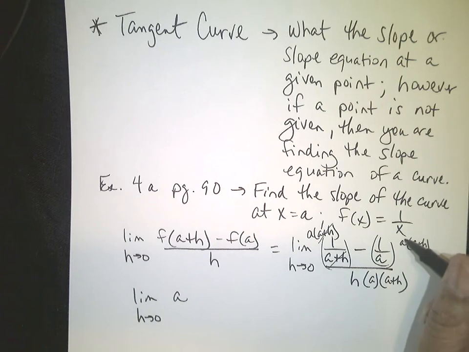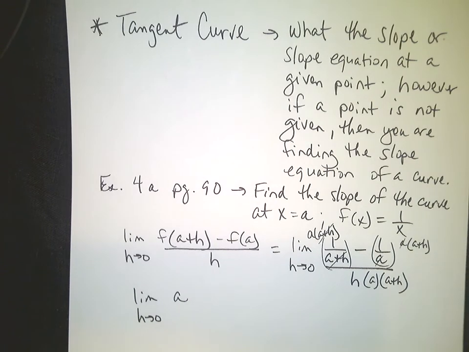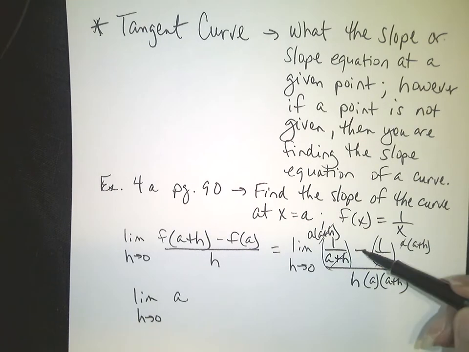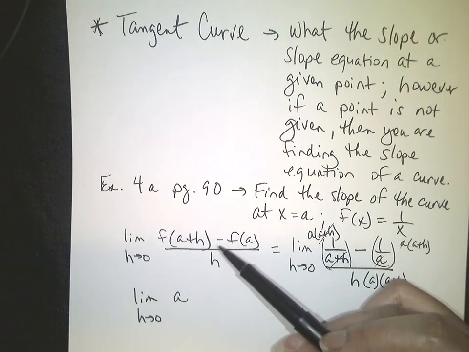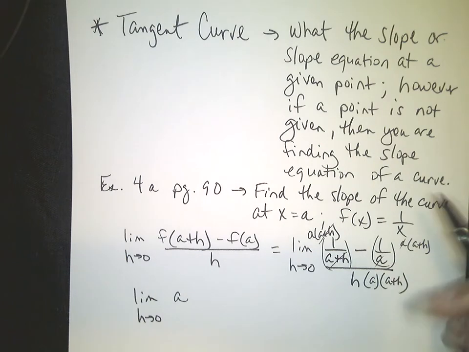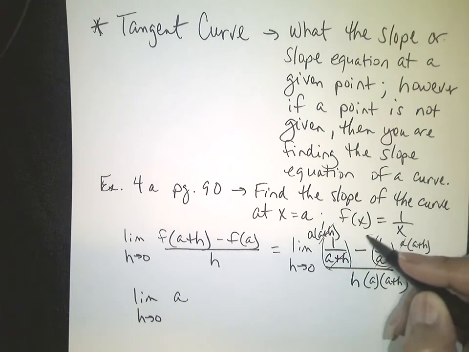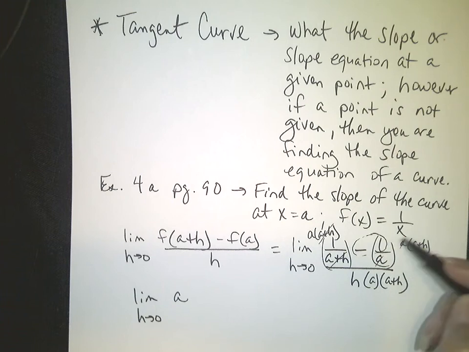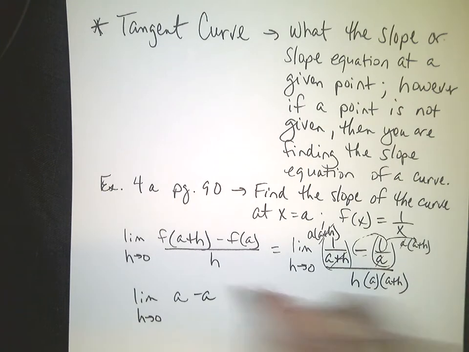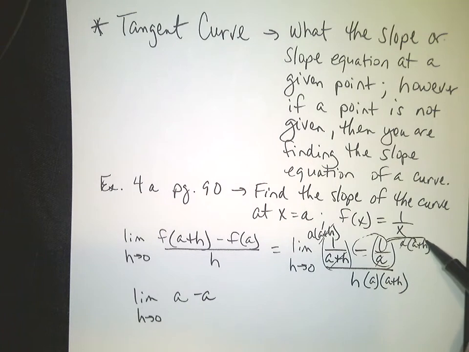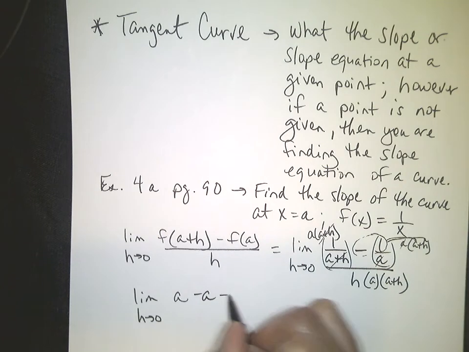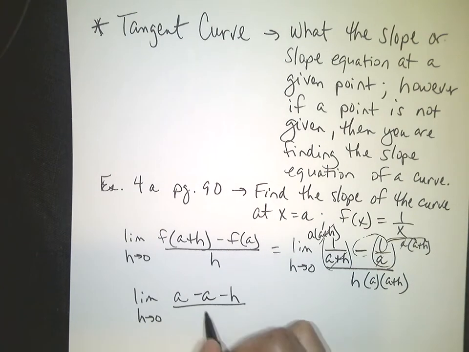And then this a is the same as that a, so you make your 1. And then you multiply 1 times a plus h, being careful that this 1 is negative because of the minus sign in the formula. So you distribute this whole negative 1. So this is negative 1 times a, which is negative a, and then negative 1 times h, which is negative h, all over h.